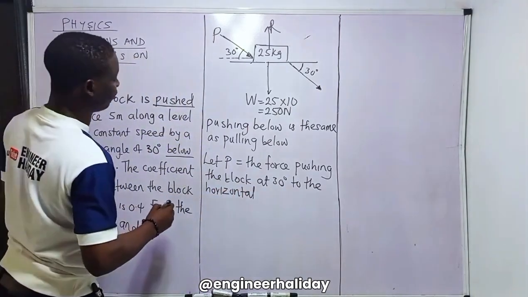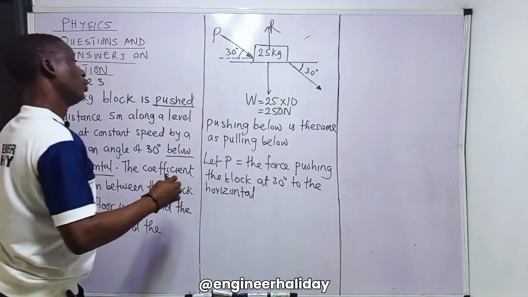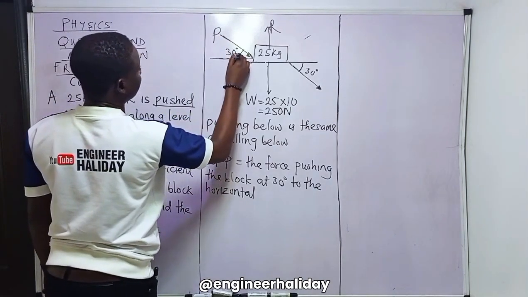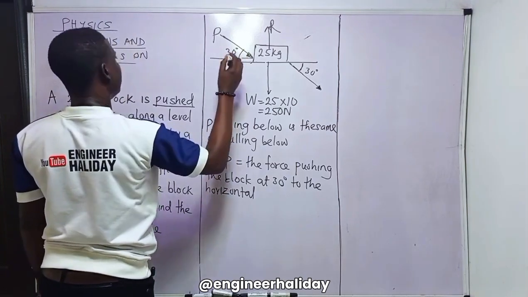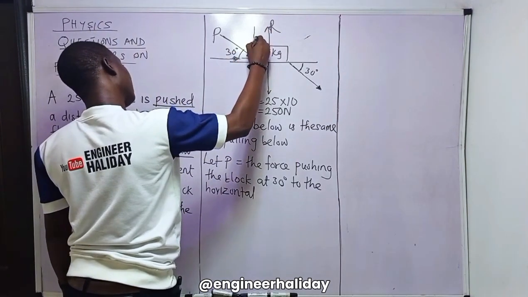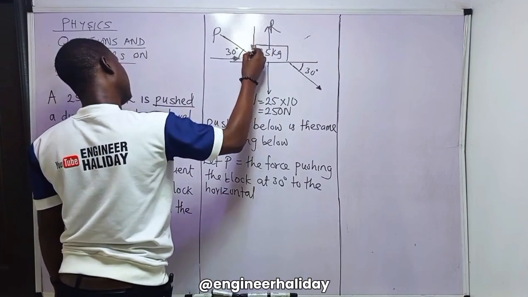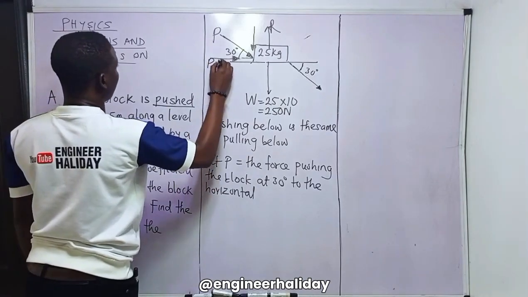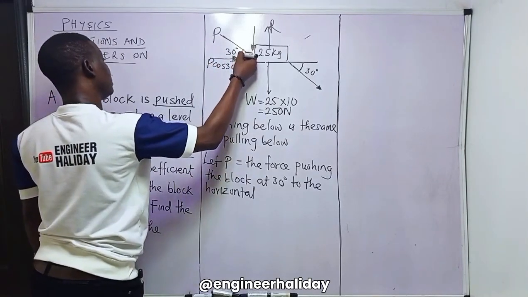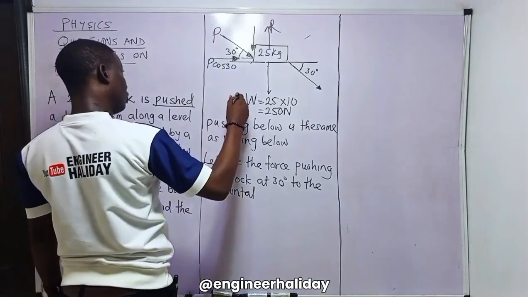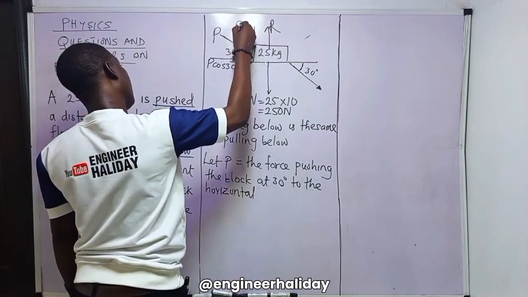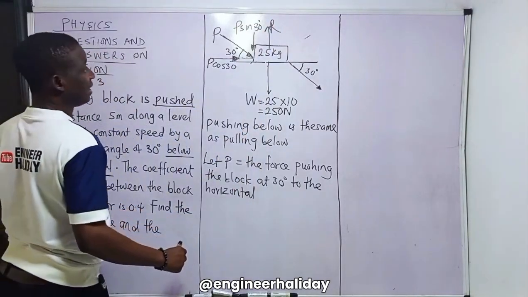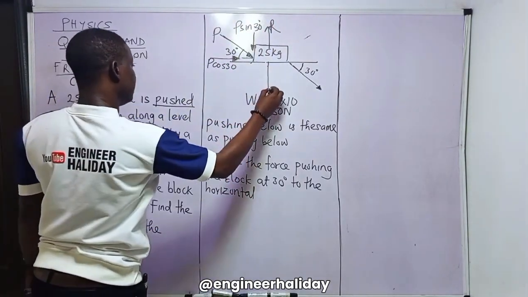Now let's resolve horizontally and resolve vertically. If you resolve this P horizontally, the direction will not face that way, and if you resolve vertically, it will face down. Look at the arrow. The arrow will tell you a lot about where the direction will go. Because it's inclined to the horizontal, the horizontal resolution will be P cos 30, and the vertical one will be P sin 30, going down. Then this is the weight.